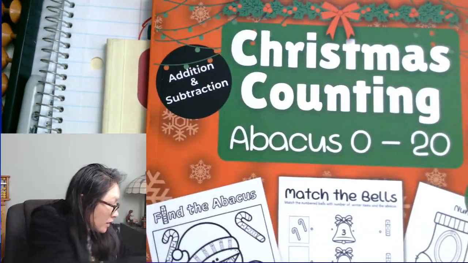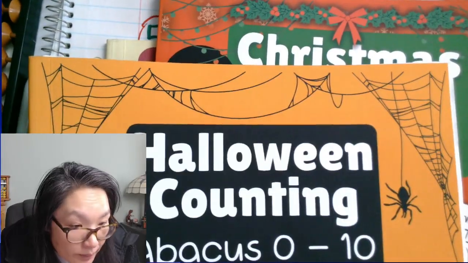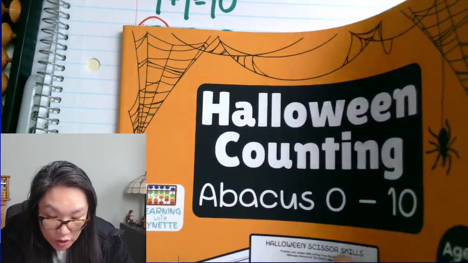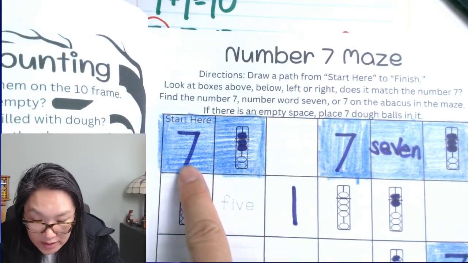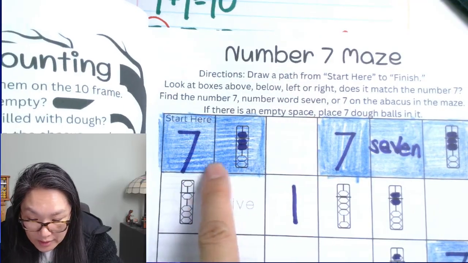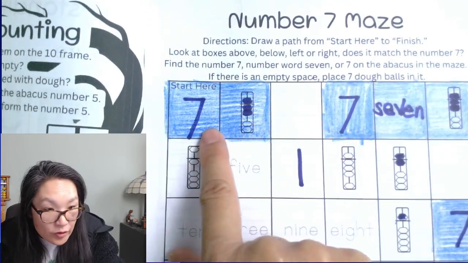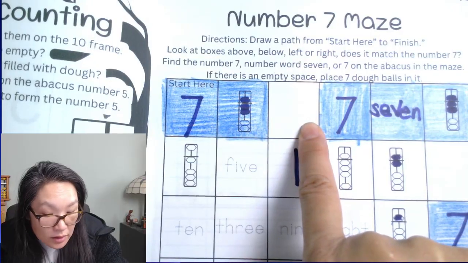So I have this one. The one that I really like the most, you might actually enjoy this one. If you're okay with Halloween, you might want to do this one, because I have a maze. And so this one is to recognize the number and to recognize the bead. So here I have 7, and you follow the number 7, and then 7, and then 7.